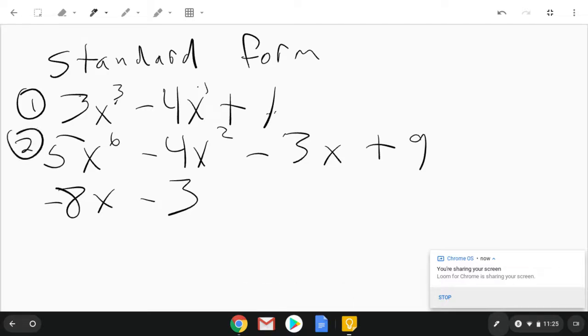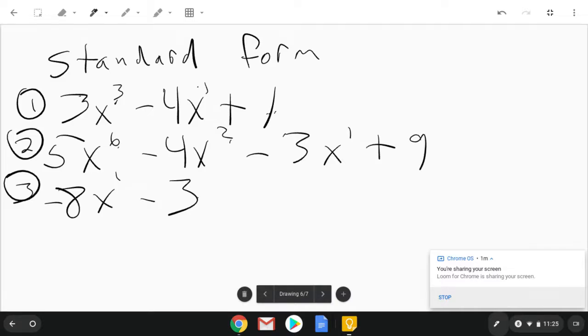Number 2, it's the same thing. They go downhill. 6, 2, 1, and then 0 for the 9. This third one here, it goes 1 and then 0. So these are all decreasing. These are all considered standard form of a polynomial.